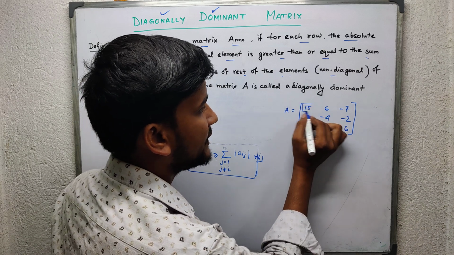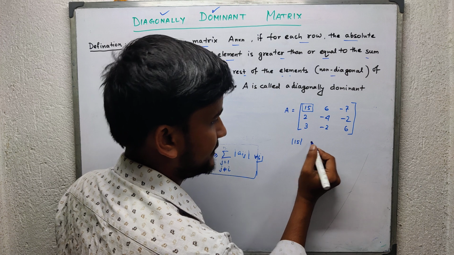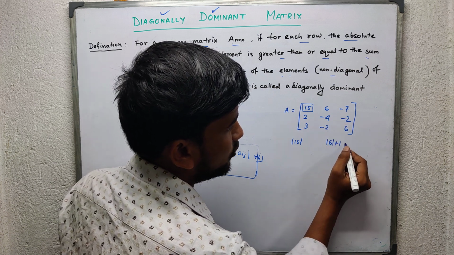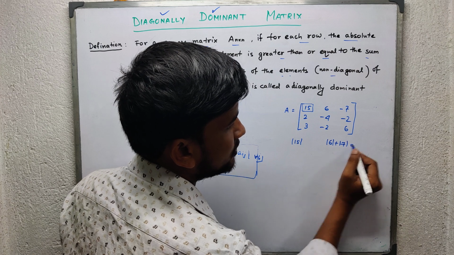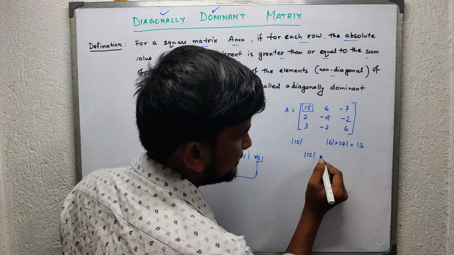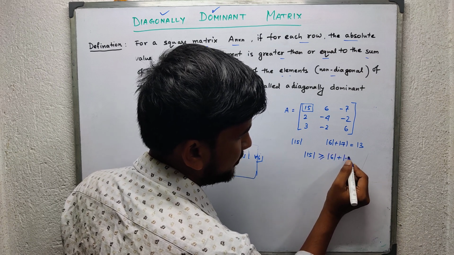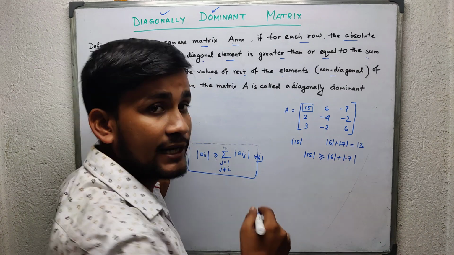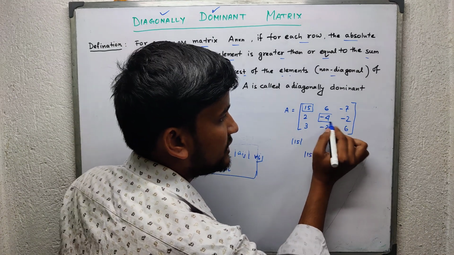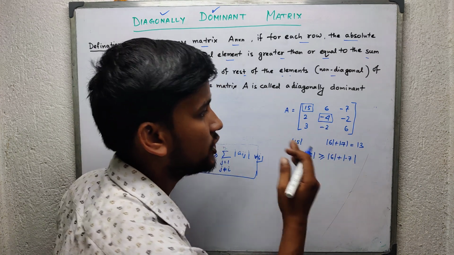So the first element in the diagonal is 15. We check whether mod 15 is greater than or equal to the sum of these two or not. So mod of 6 plus mod of minus 7 is equal to 6 plus 7, which is 13. That is, mod of 15 is obviously greater than or equal to mod of 6 plus mod of minus 7. Now we have to check for each row. This must hold for each row; only then do we say the matrix is diagonally dominant.